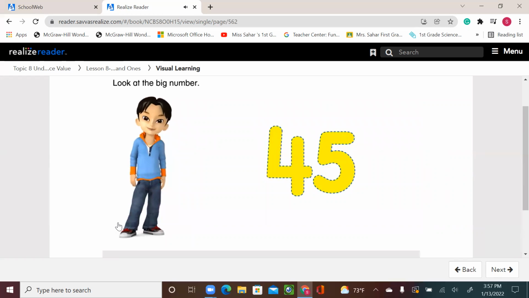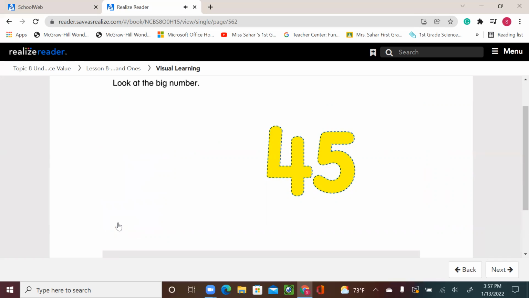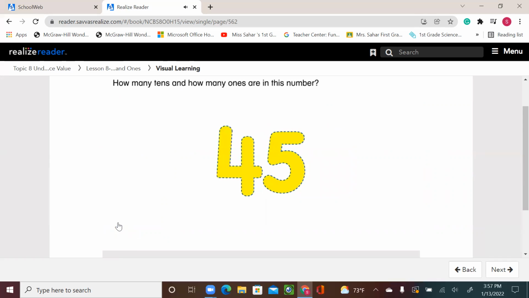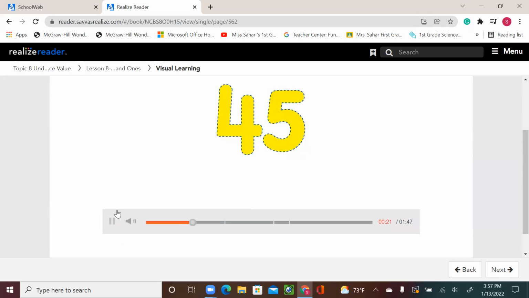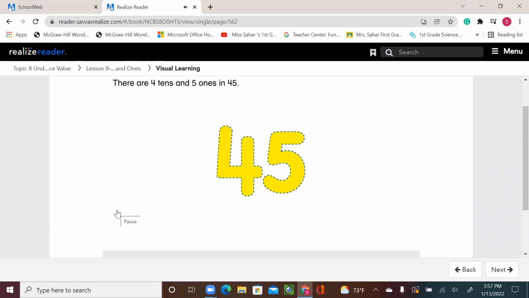Look at the big number. How many tens and how many ones are in this number? Okay, so this is 45, and I know that 40 is the tens and 5 the ones. So there are 4 tens in 45. There are 4 tens and 5 ones in 45.